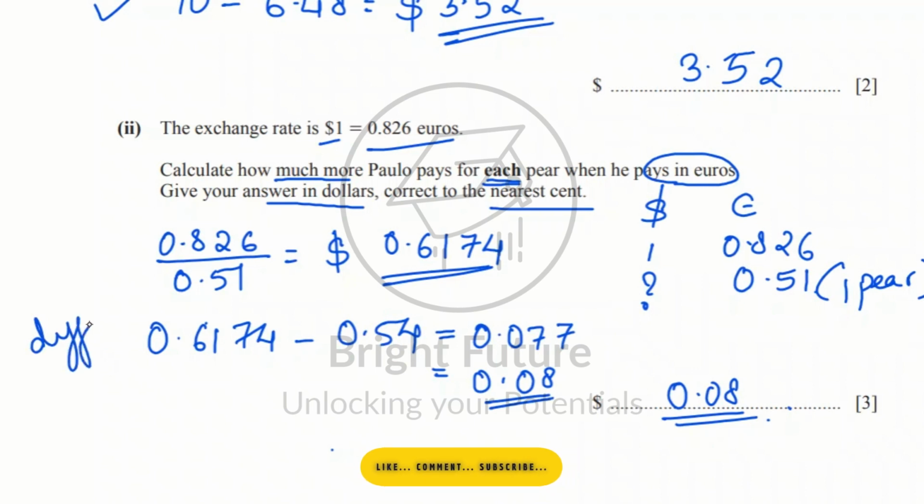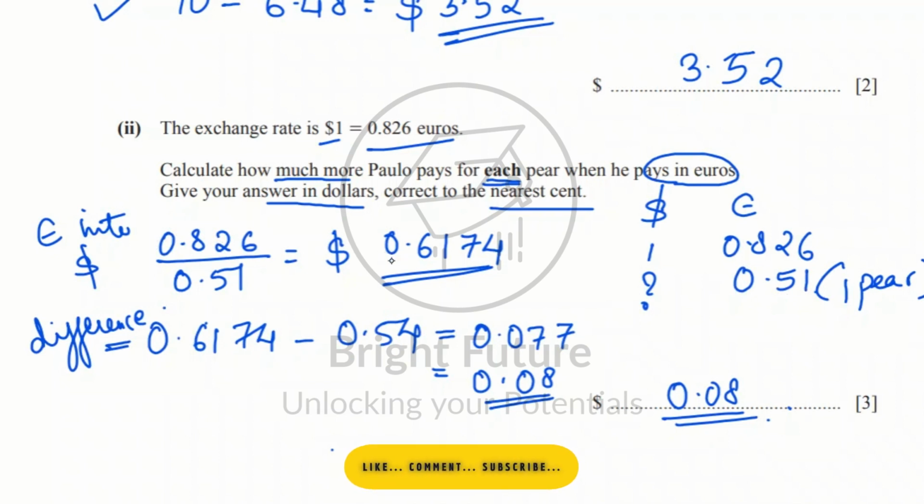Here is the difference between the rates. Here is where you are converting the euros into dollars. So one pair was costing 0.51 euros. When you converted the 0.51 into dollars, it became 0.6174. Now from this amount we will subtract the original amount of the pair when purchased in dollars directly, and then you get the answer. I hope all this is clear. 1 mark for this step, 1 mark for this step, and 1 mark for finally getting the answer.